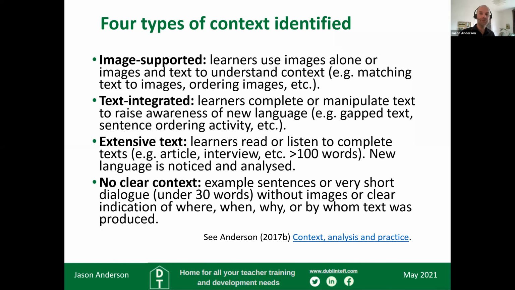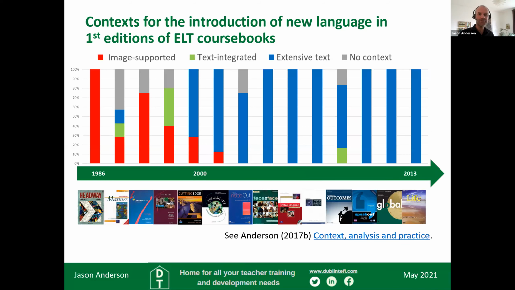And what did I find? Well, the research was quite clear. It wasn't a massive sample, but there's a very clear pattern there that back in the 1980s and 90s, image-supported context was quite common, and text-integrated was more common as well. Whereas as we pass from the new century, 2000 onwards, you see a predominance of extensive texts. And in something like the National Geographic book, Life, you see that, in fact, these are very long texts, often preceding quite a small focus on grammar.